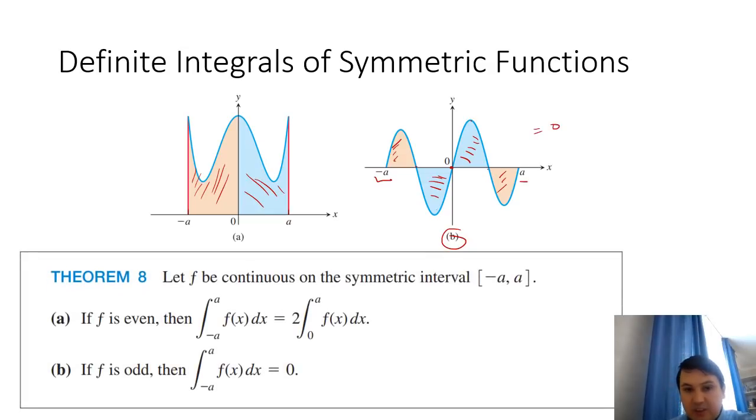So summarizing, that's what we have. If the function is even, instead of integrating from minus a to a, you can integrate from 0 to a and then simply multiply by 2. If the function is odd, then if you integrate from minus a to a, it's just 0. Okay?